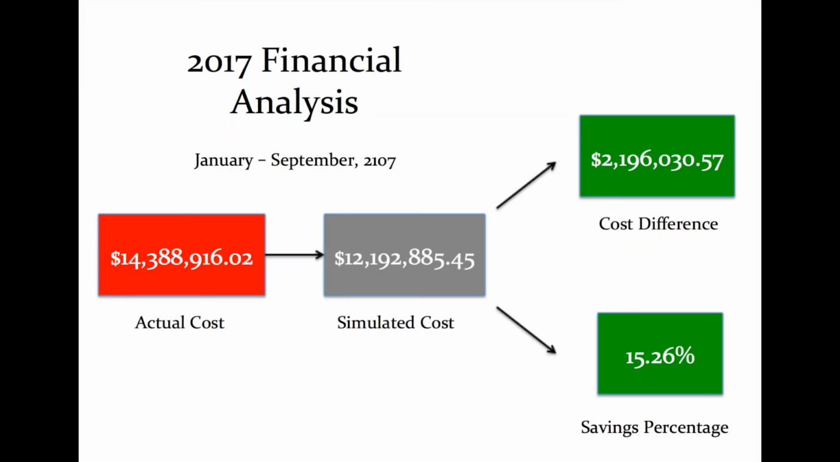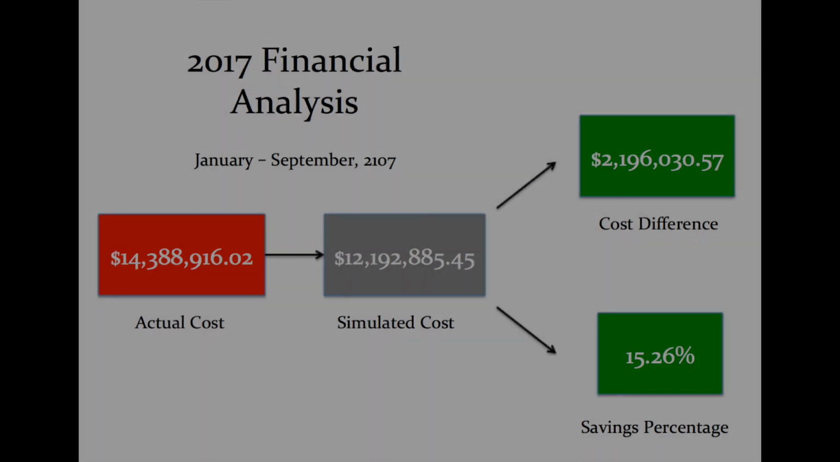To justify the model, a financial analysis was conducted by running the model to suggest order quantities for the first 9 months of 2017. The actual demand is known, as well as Halliburton's total cost of purchasing critical components in that time period. The model predicts that only $12.2 million would be needed to satisfy demand, while Halliburton spent $14.4 million to satisfy the demand. The financial analysis suggests that Halliburton would have saved $2.2 million in the first 9 months of 2017, which is a 15.26% decrease in spending.